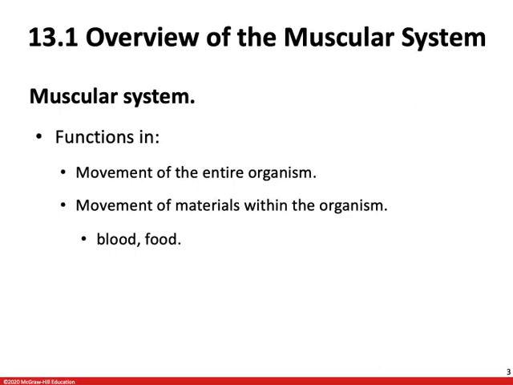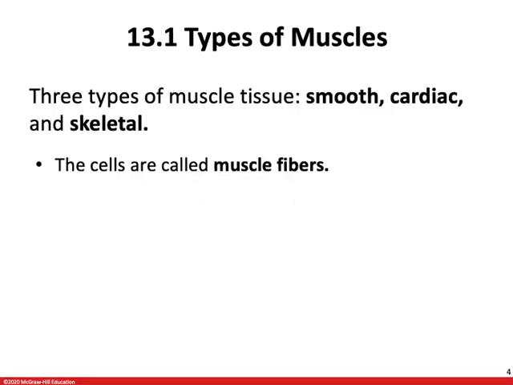Finally, our skeletal muscles are also responsible for generating the heat that we need to function. So like I said, there are three types of muscle tissue: smooth, cardiac, and skeletal. And the cells found in all of these tissues are called muscle fibers. We're going to break down these different types of muscles based on the structure and function of their muscle fibers.